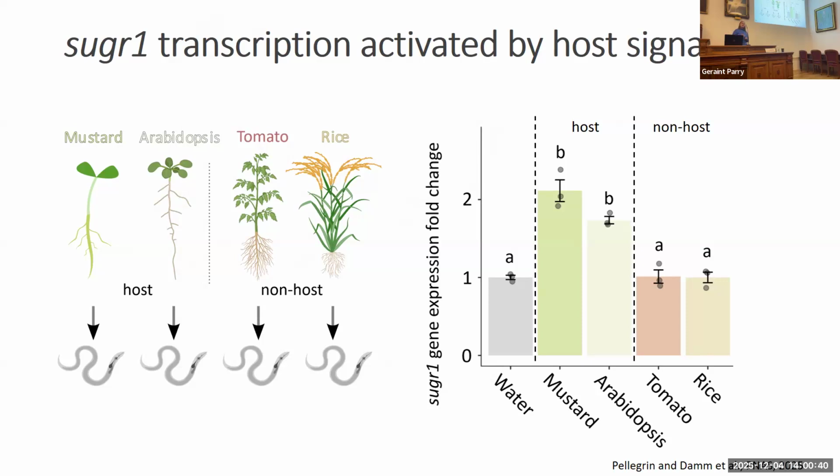So at least for the plant species tested, this seems to be actually a property that's specific to the host plants, and the nematode seems to be able to differentiate between hosts and non-hosts. So now that we know that, we got excited and we wanted to learn more. And we wanted to learn more about what kind of signal might trigger this.